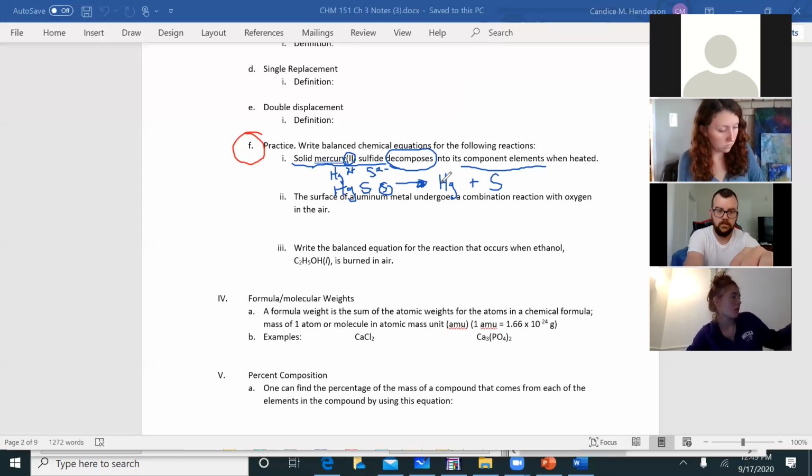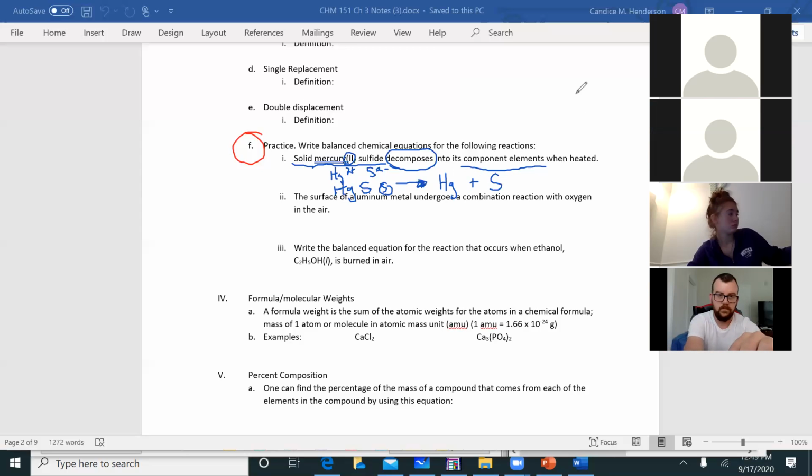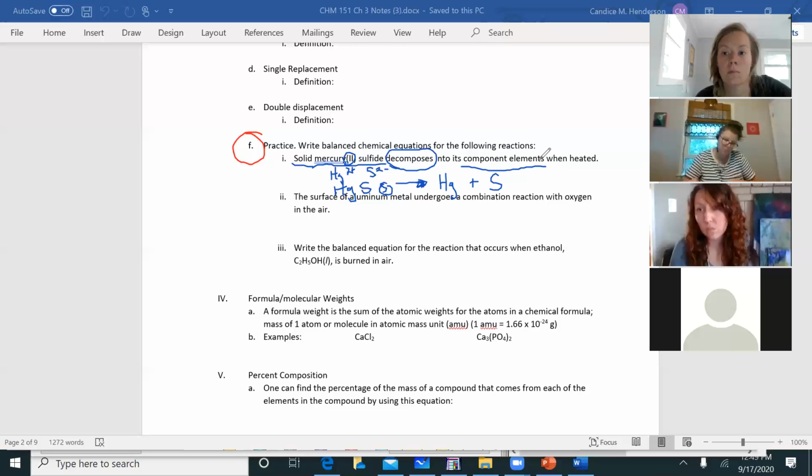Are either of these diatomic molecules? They are not, so we do not have to worry about putting a 2 in there. So the thing is actually balanced just the way it is. So we can leave it at that. All right. Any questions on that one? It was pretty simple. You got a question, speak up.